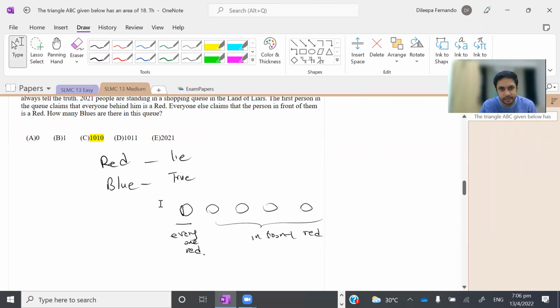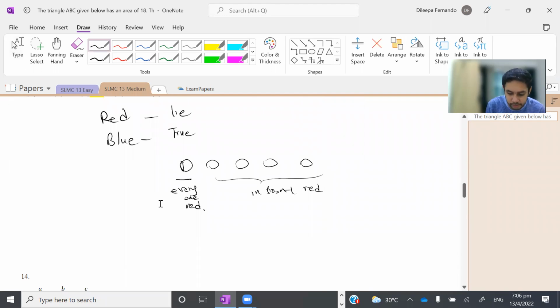So let's start from the first person, the person in front. He claims that everyone behind him is red. So now let's start with an assumption. What we are doing is starting with assumptions and checking whether they are consistent. If the assumption contradicts itself later, then that means the assumption is false. So we start with an assumption and we use that assumption until we arrive at a contradiction. If we arrive at a contradiction, that means the assumption is false.